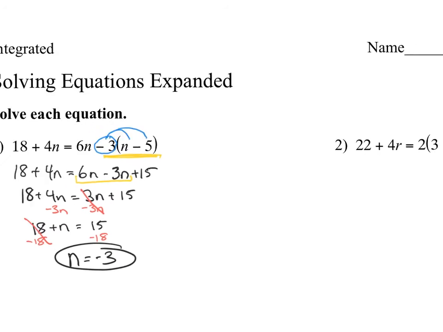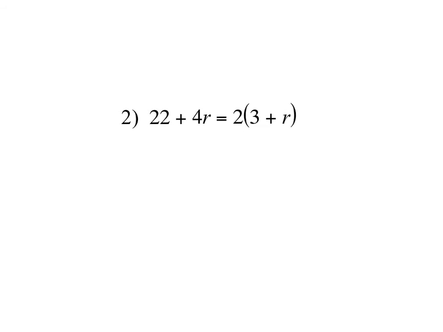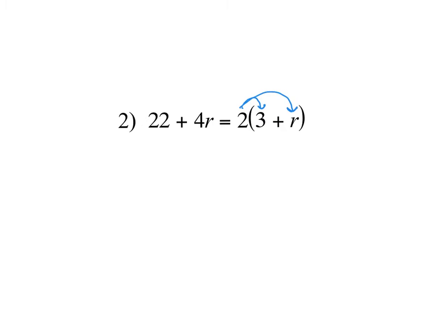All right, continuing on. Let's look over here. Let's look at number 2. Same idea, right? Again, we did this before. We're just expanding it, so there's a little more involved in it, right? Just multi-stepped. So let's first distribute the 2 across there. So it's going to give me 22 plus 4r equals 6 plus 2r. Right, so we'll do that.